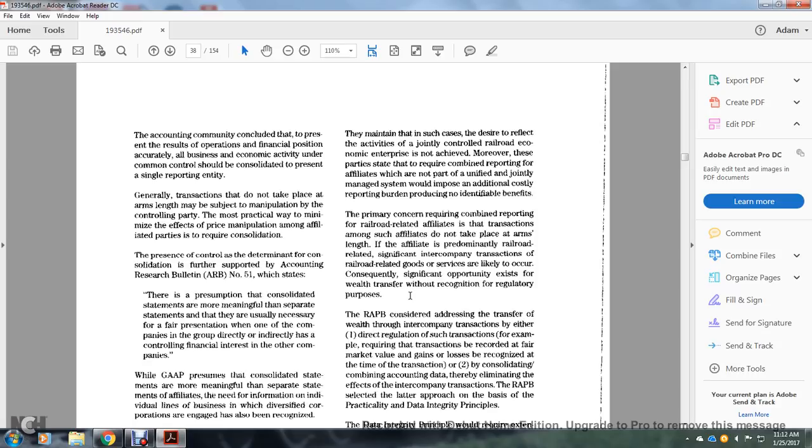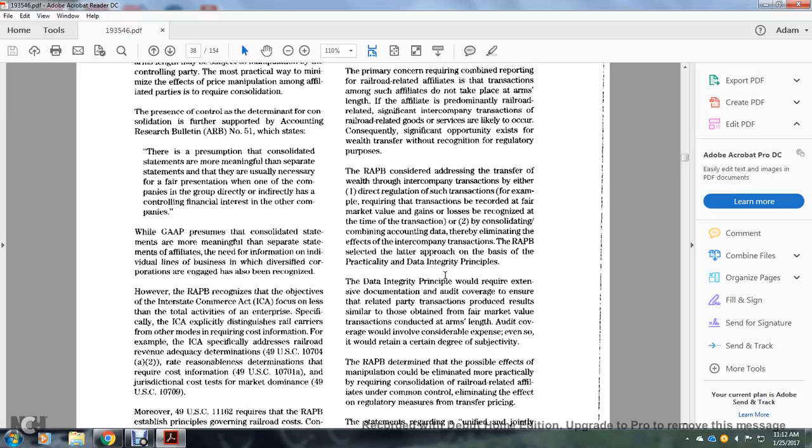The primary concern requiring the combined reporting of railroad-related affiliates is that transactions among such affiliates do not take place at arm's length, as affiliated, predominantly railroad-related, significant intercompany transactions involving railroad-related goods and services are likely to occur. Consequently, significant opportunities exist for wealth transfer without recognition for regulatory purposes. The Railroad Accounting Principles Board would consider addressing the transfer of wealth in intercompany transactions either by direct regulation of such transactions, for example requiring the transaction to be recorded at fair market value with gains or losses recognized at the time of the transaction, or by consolidating the accounting data, thereby eliminating the effects of the intercompany transactions.